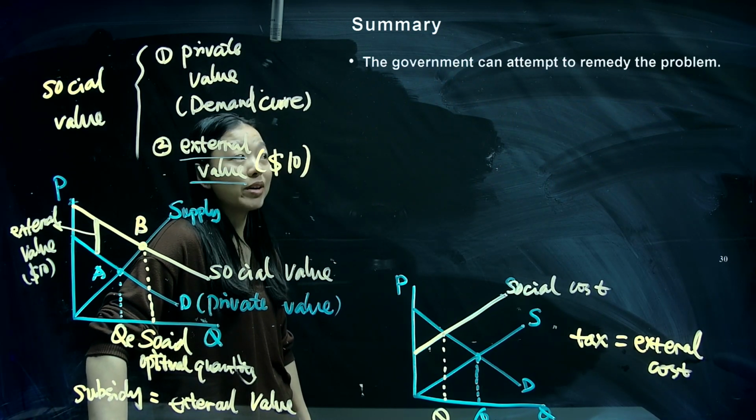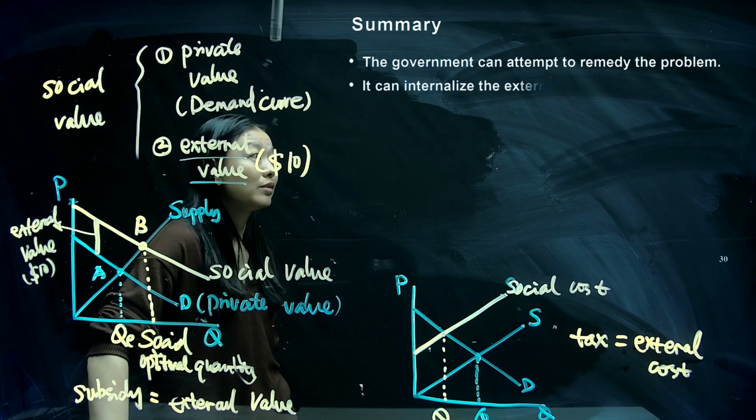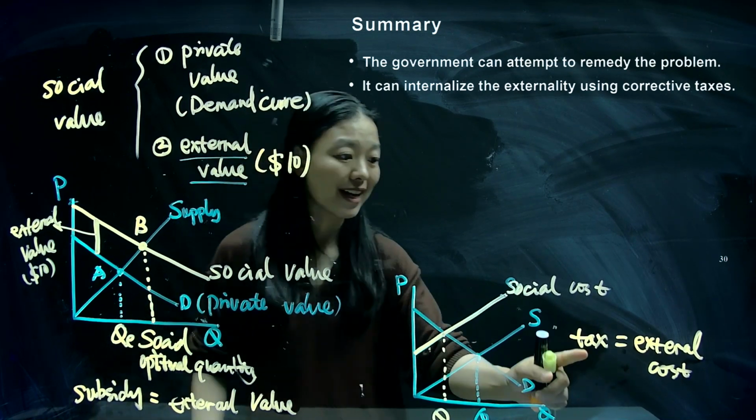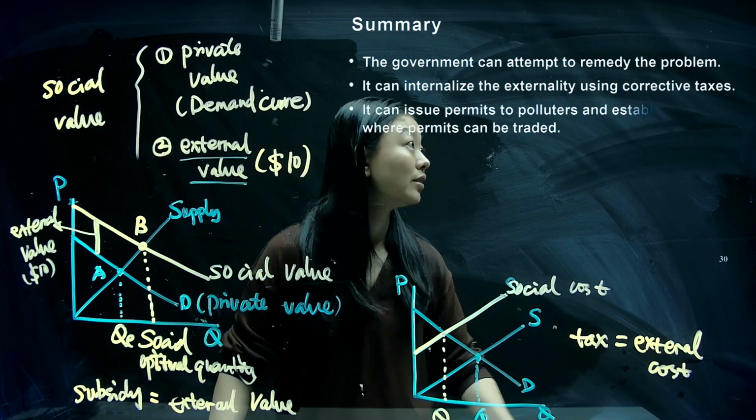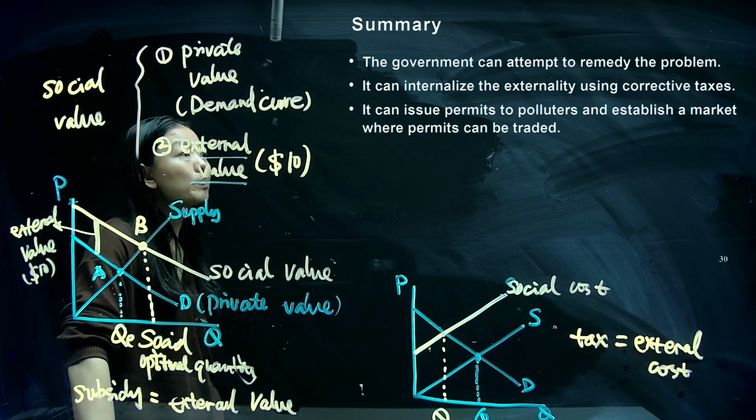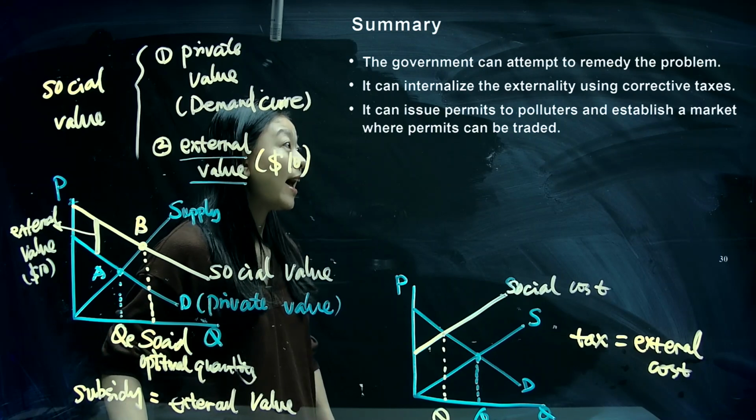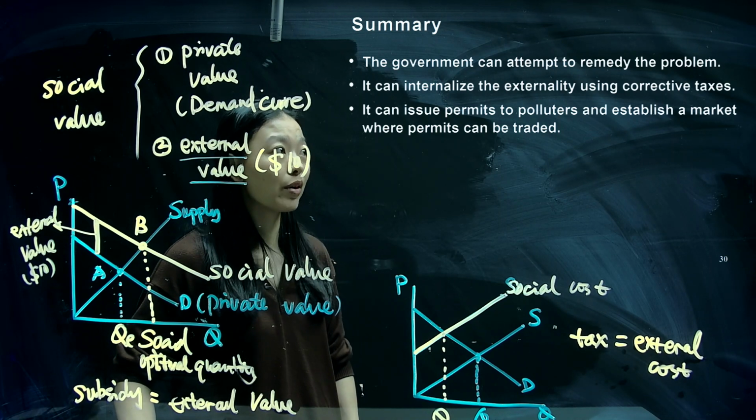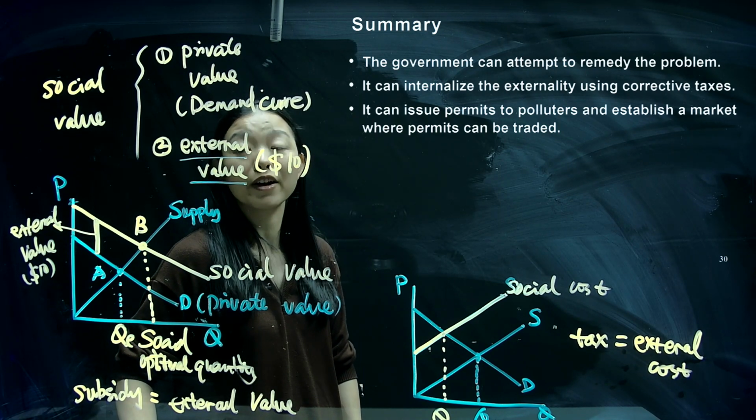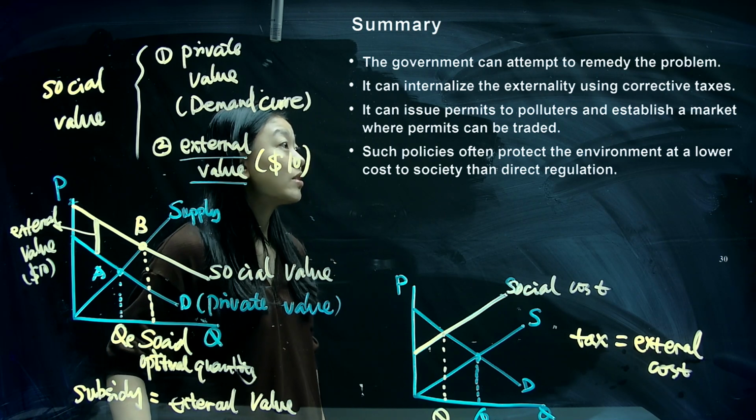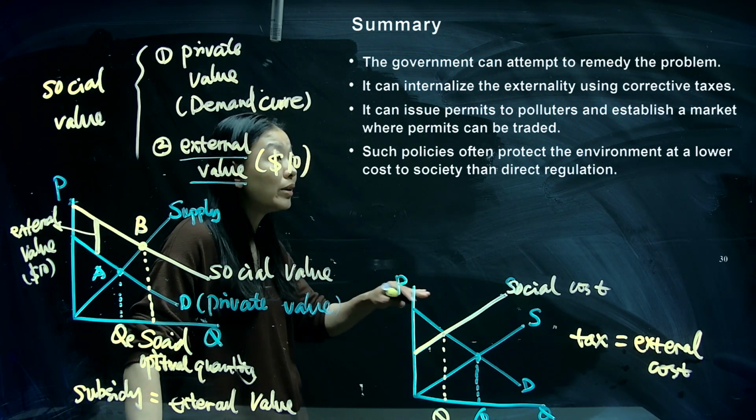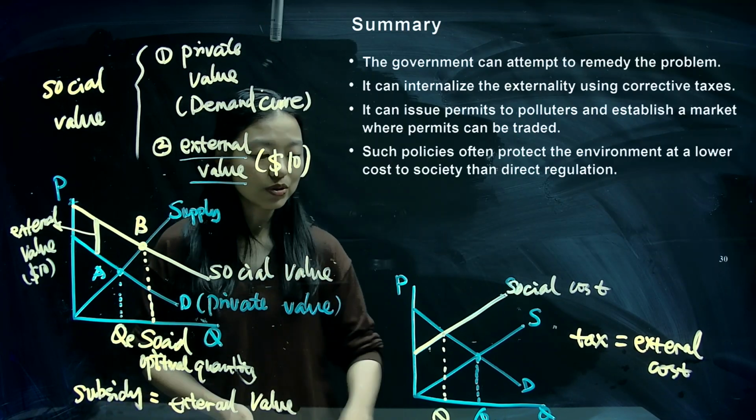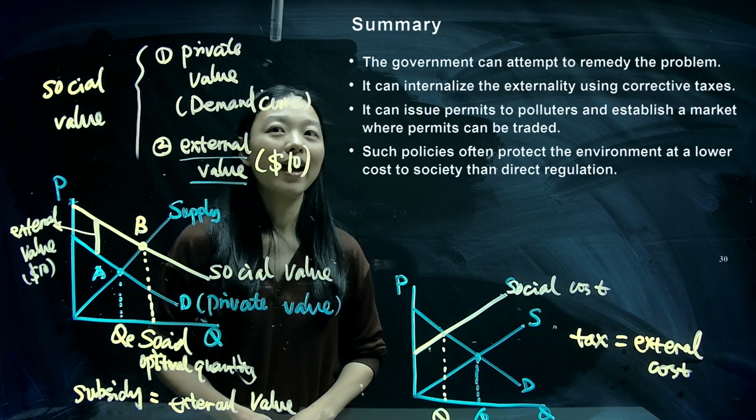Government can attempt to remedy the problems in several ways. It can internalize externalities by using a corrective tax, where the tax rate equals the external cost. It can also issue permits to polluters and establish a market where permits can be traded. This is a very effective and efficient way to control air pollution. Such policies often protect the environment at a lower cost to society than direct regulation. Okay, so I think those are the contents for chapter 10, and thank you so much.